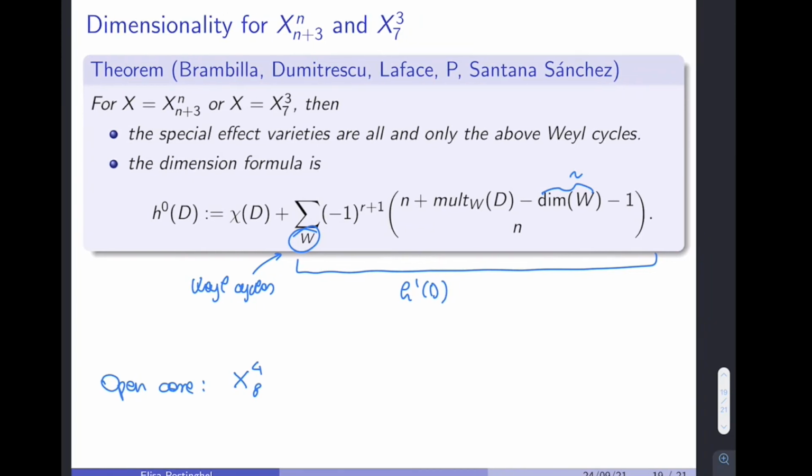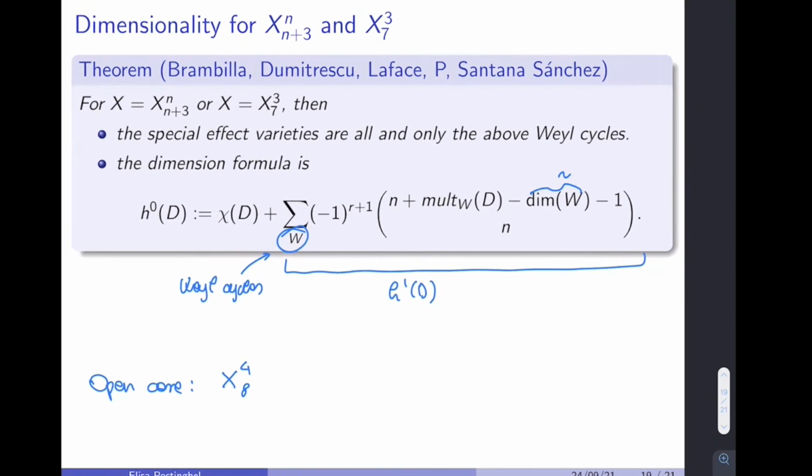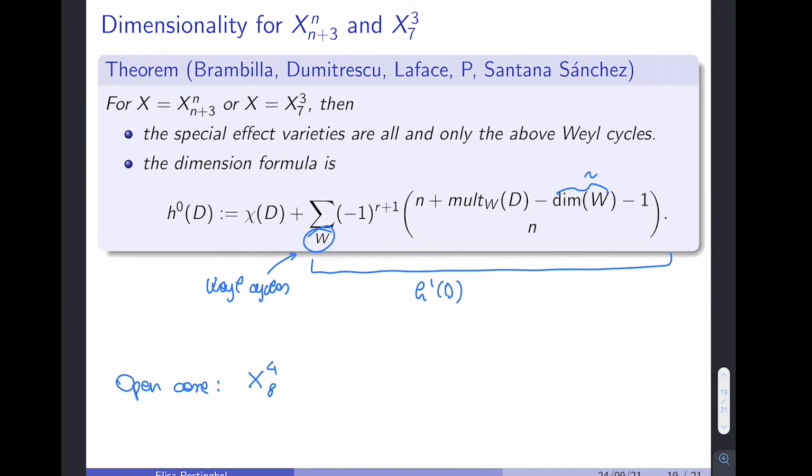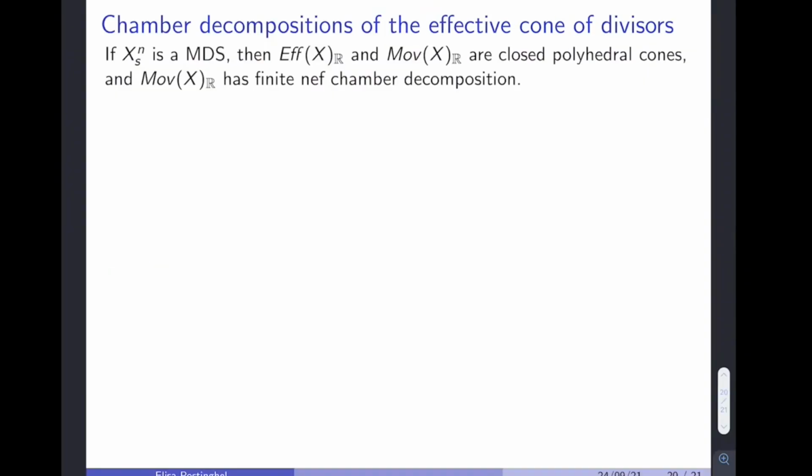So this is about dimensionality, and then the last thing that I would like to mention is that these Weyl cycles belonging to these single orbits, there is one orbit per dimension, are also responsible for the birational geometry of these monodromy spaces. They explain completely the effective cone.